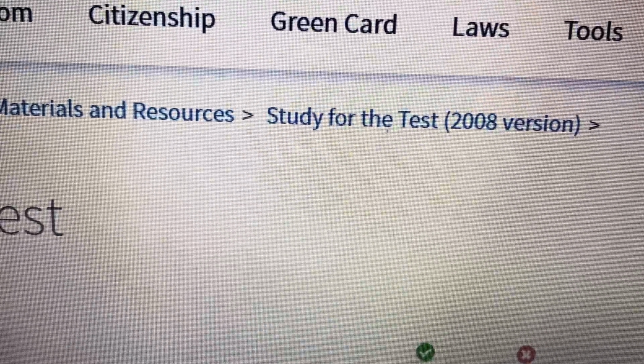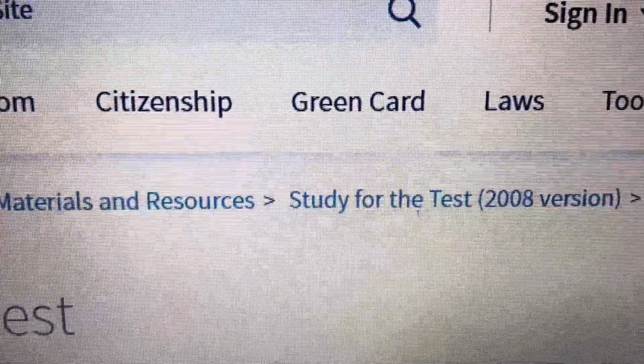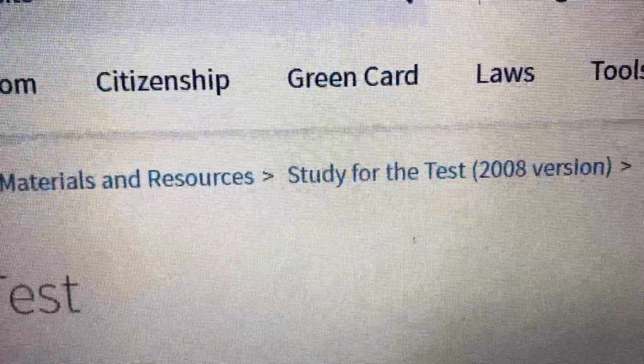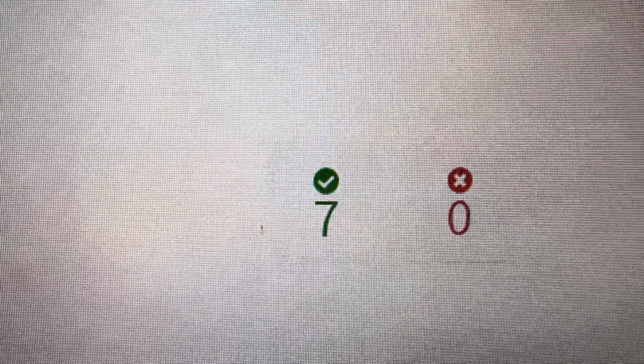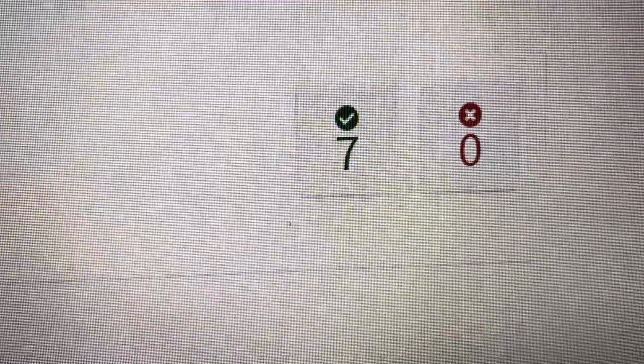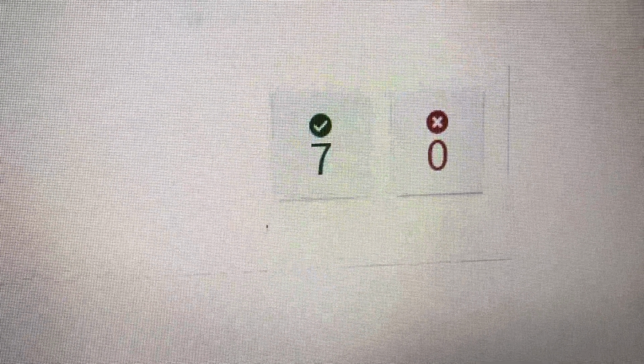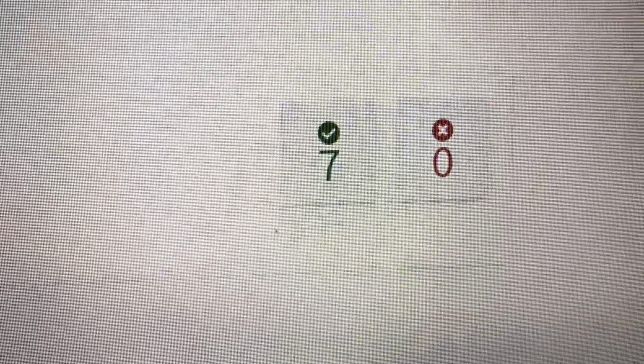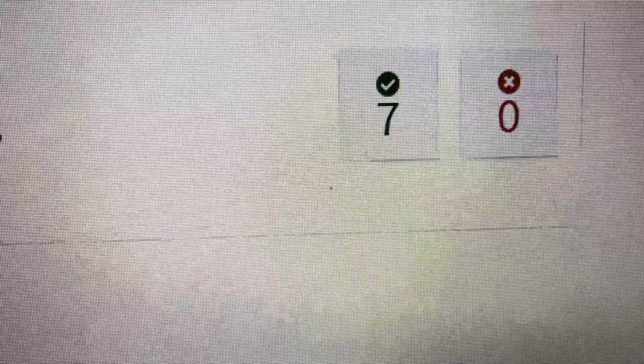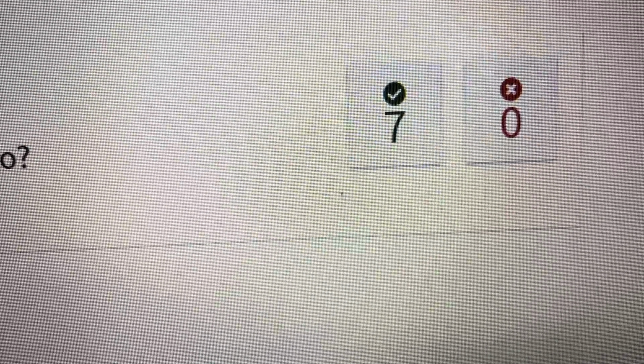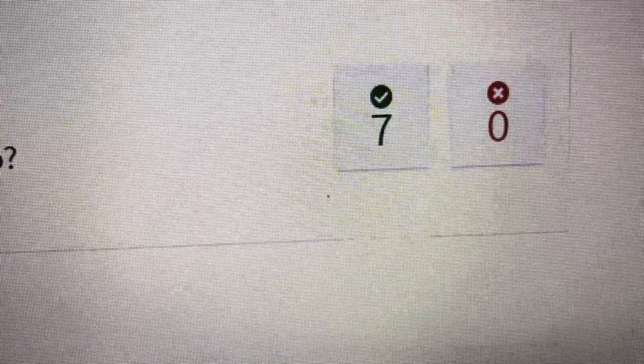What did the Declaration of Independence do? Okay. What did the Declaration of Independence do? So now we already have 7 answers. So I passed the test already. I passed the interview because it's only 10 questions and you got 6 and you passed. You passed the citizenship interview. So that's a good sign there. What did the Declaration of Independence do?